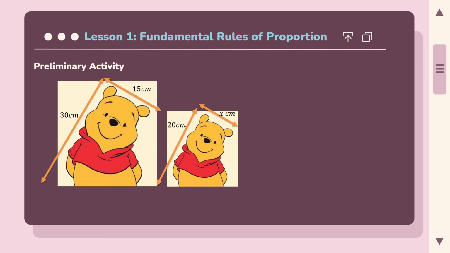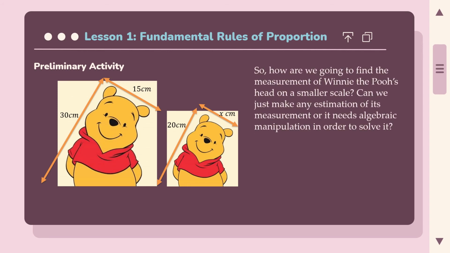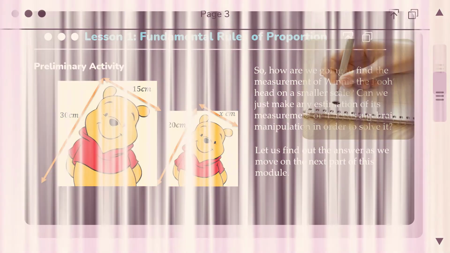So the first, bigger picture has a length of 30 centimeters and a width of 15 centimeters, while the smaller picture, or smaller scale, has a 20 centimeter length and an x centimeter width. So how are we going to find the measurement of Winnie the Pooh's head on a smaller scale? Can we just make any estimation of its measurement, or does it need algebraic manipulation in order to solve it? So let's find out the answer as we move on to the next part of this module.